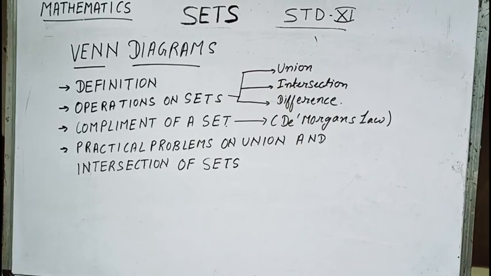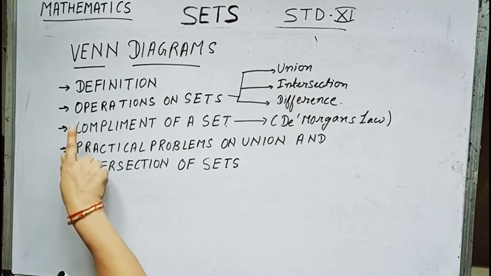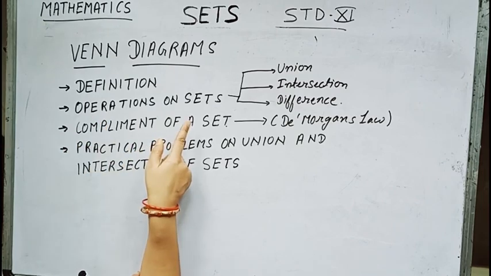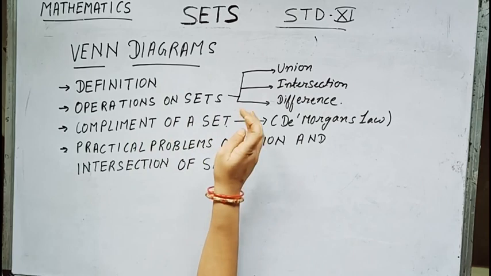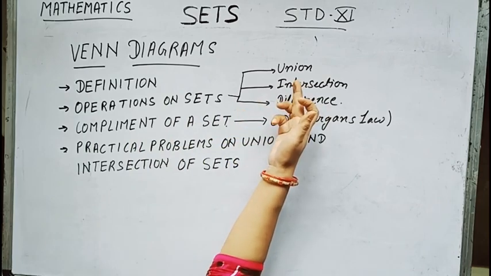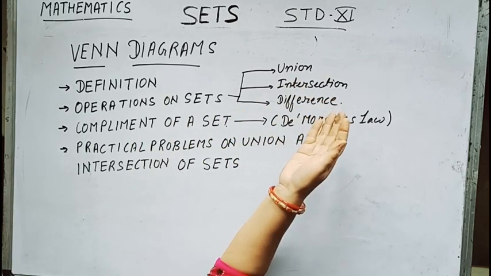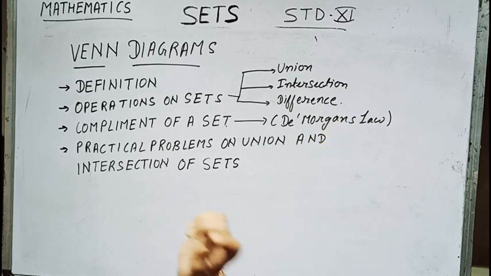Hello students, let us come to the next section of the set theory, that is Venn diagrams. Now we will be knowing about what is Venn diagram, its definition. After that we will be coming to the topic of operations on sets. In this operations on sets we will be explaining or we will be knowing about the union of sets, intersection of two sets and the difference of two sets.